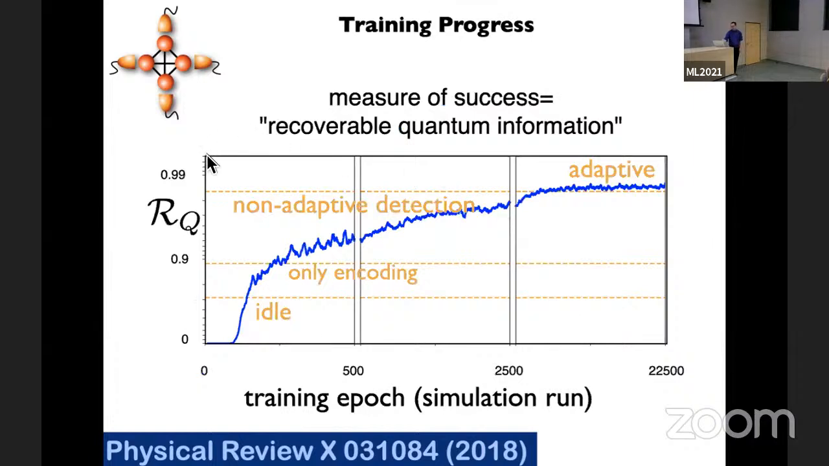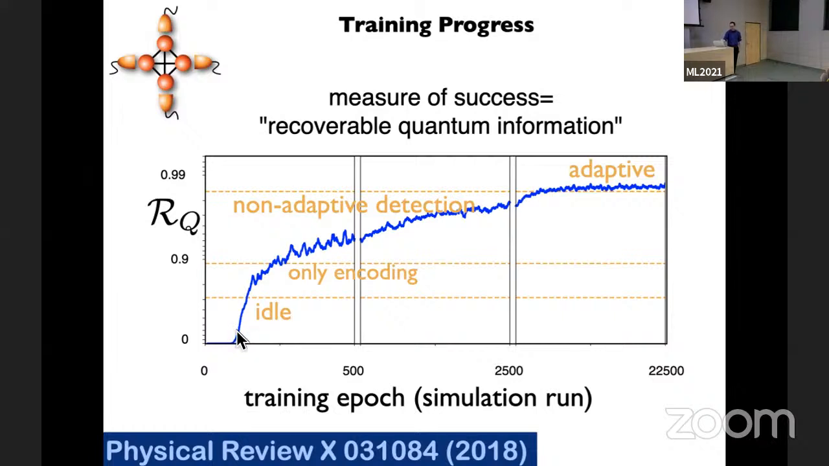So here's a measure of the training progress. On the vertical axis, I'm plotting some quantity that tells us how good things are. I will come back to that later. Basically, it's how well the quantum information is preserved. And here we see how it evolves during training.